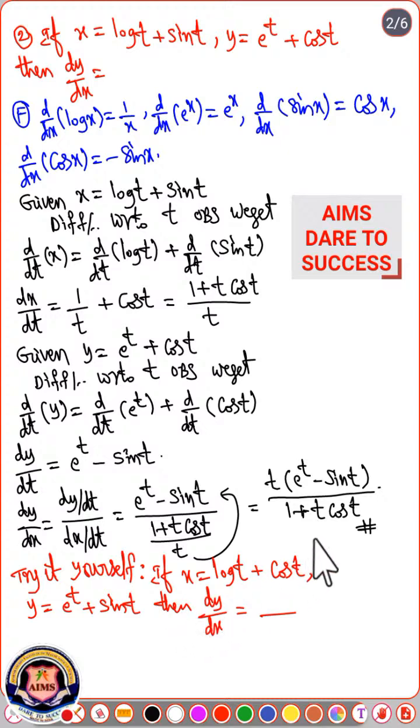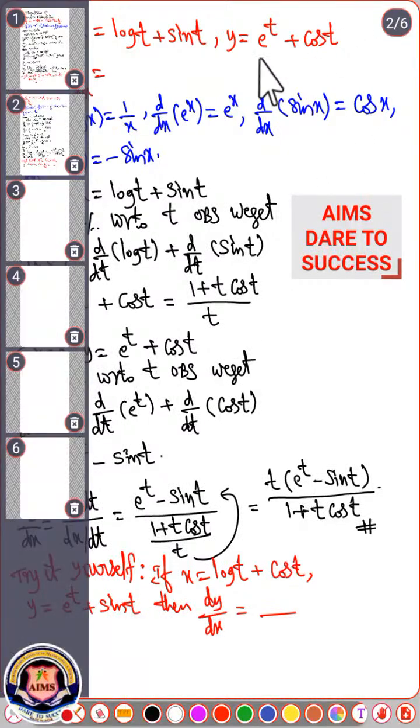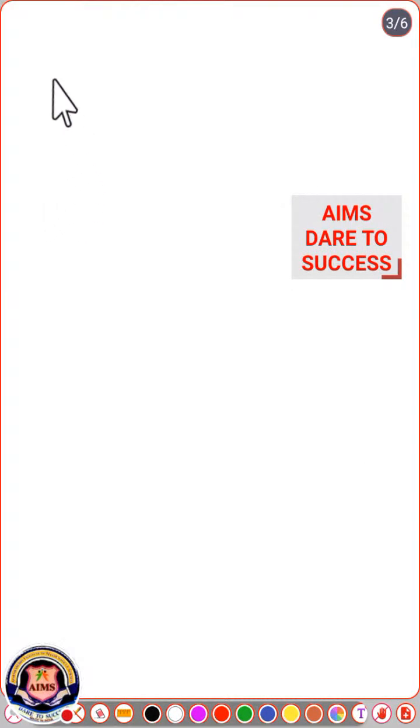Okay, I hope you all are understanding. Try to do more and more problems like this on parametric differentiation. Now I am going to explain the next problem, third question.